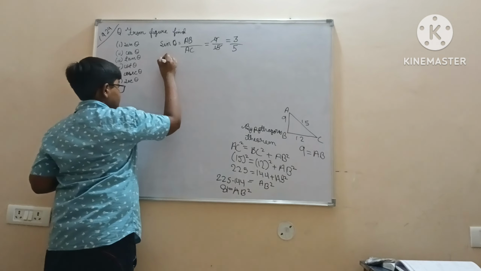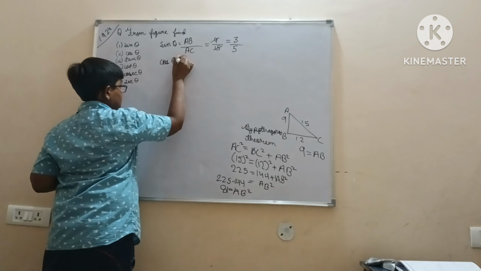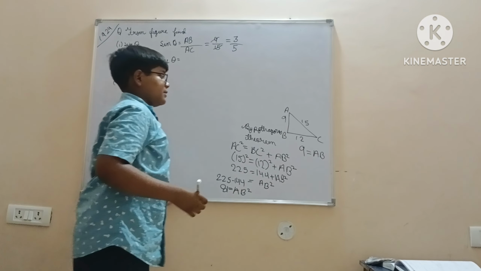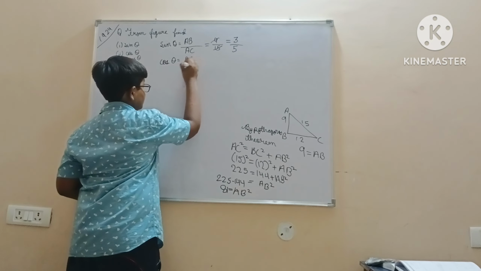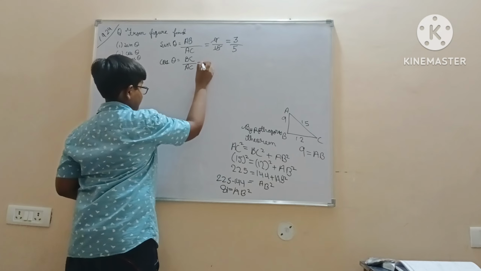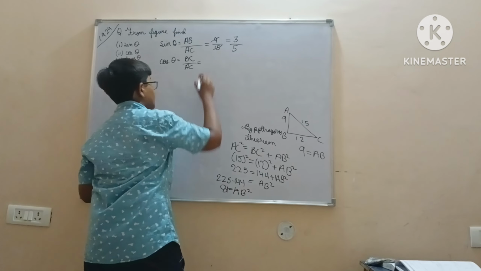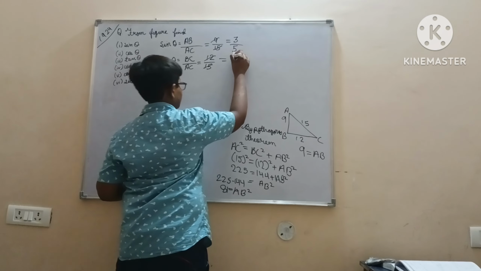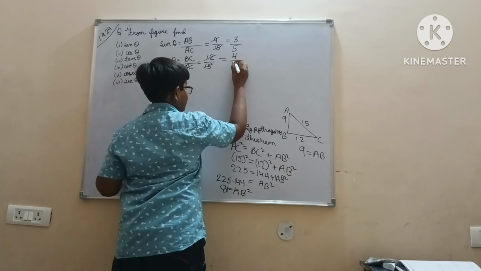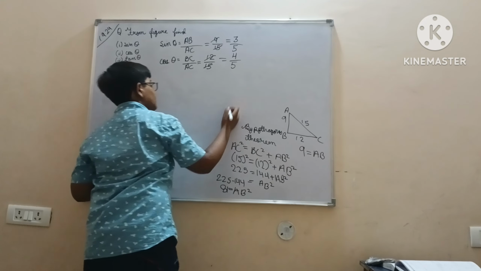Now we will find the value of cos theta, which is base divided by hypotenuse. So the base of our triangle is BC and the hypotenuse is AC. So the value of base is 12 and hypotenuse value is 15. These both will get cancelled and we will get our answer as 4 divided by 5.